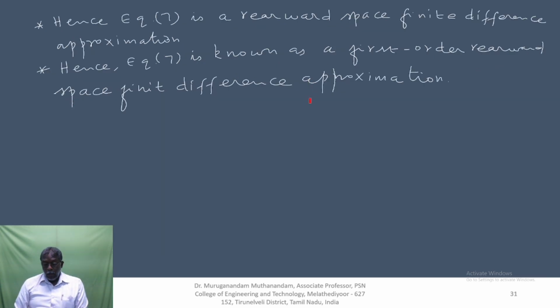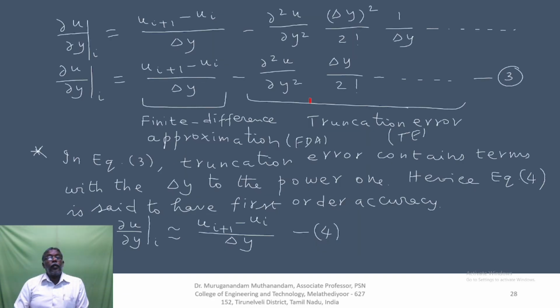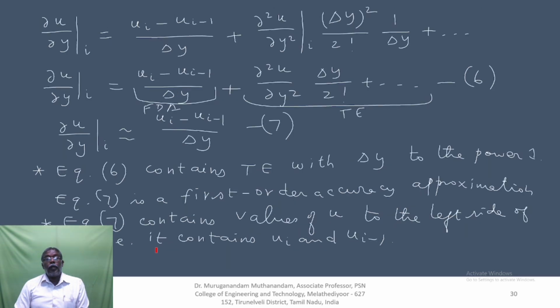So like this, we have the discretization procedure where, in the first case, we have obtained partial u upon partial y, that is equation 4, which is a first order accurate forward space finite difference approximation. The same partial u upon partial y at the ith grid point can also be written in this fashion, where it is called the first order accurate rearward space finite difference approximation, shown here using equation 7.